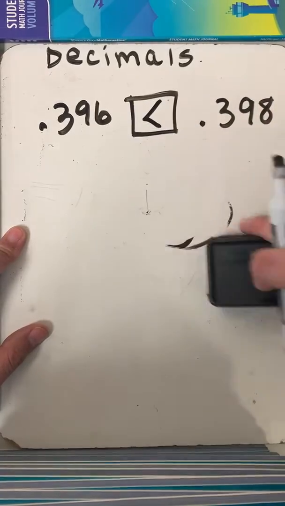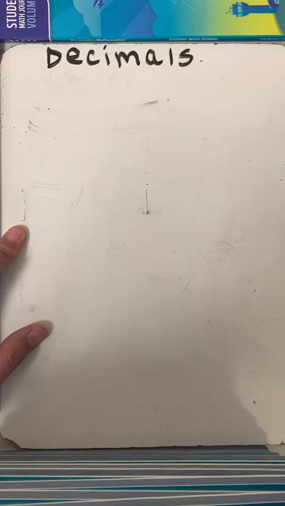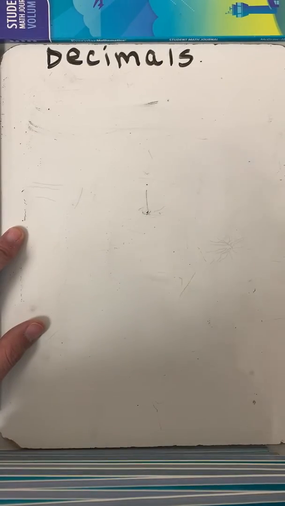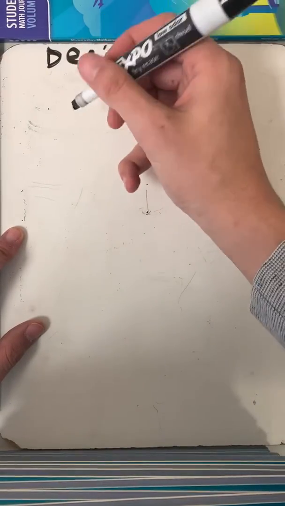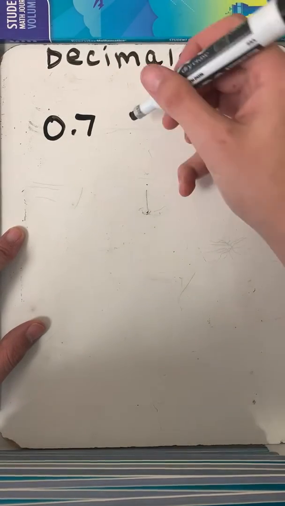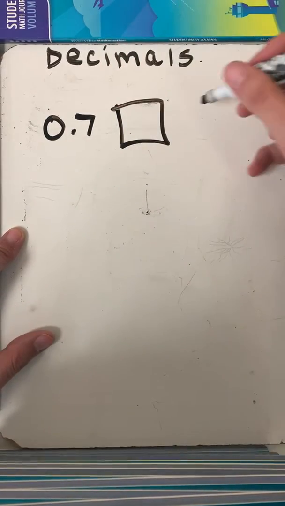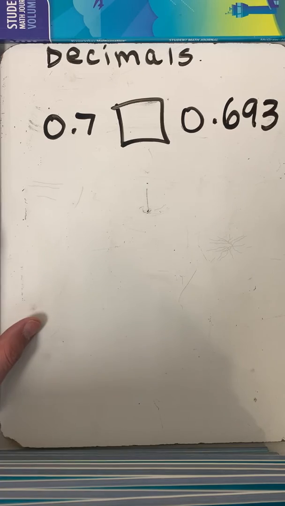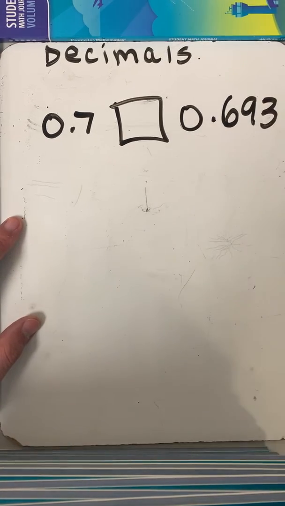Now it might get a little trickier because the decimals aren't always going to have the same exact amount of digits after the decimal. So for example, 7/10, and let's compare that to 693 thousandths. Now, a lot of people are going to look at this and right away say, okay, this number is way bigger. I bet that's the greater answer.